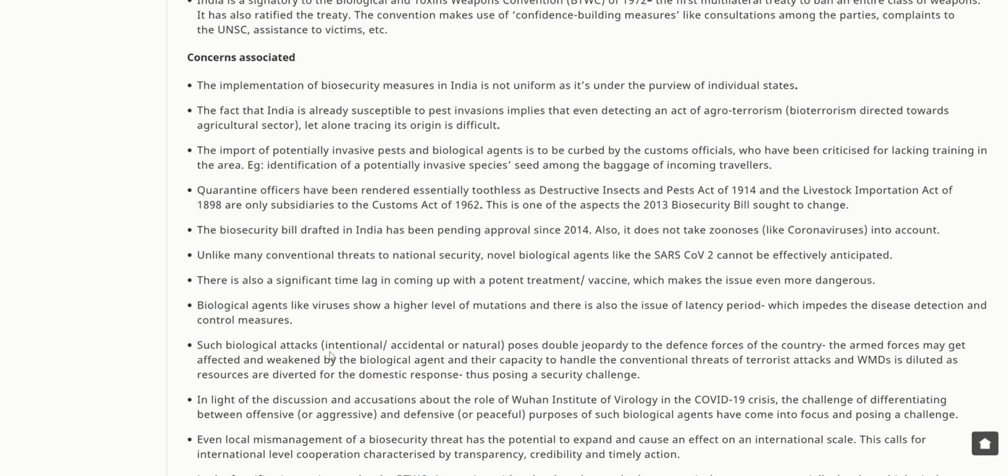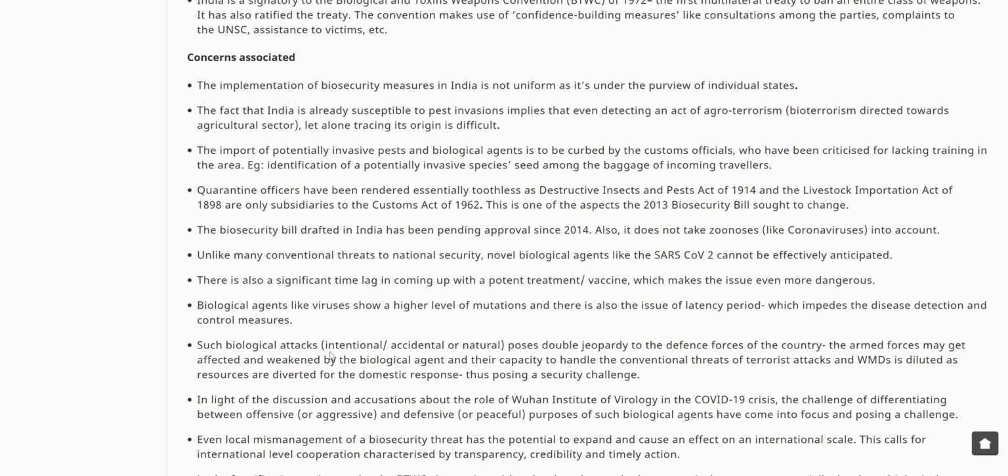Quarantine officers have been rendered essentially toothless as the Destructive Insects and Pests Act of 1914 and the Livestock Importation Act of 1898 are only subsidiaries to the Customs Act of 1962. This is one of the aspects the 2013 Biosecurity Bill sought to change. The Biosecurity Bill drafted in India has been pending approval since 2014. Also, it does not take zoonosis like coronavirus into account.